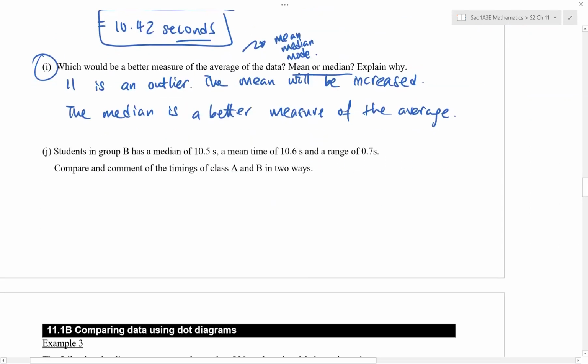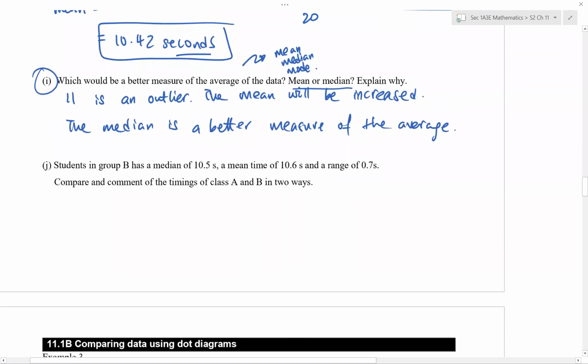Okay, now part J, students in group B. They have a median of 10.5 seconds, a mean of 10.6, and a range of 0.7. So compare and comment on the timings of class A and B in two ways. So we can compare the median, we can compare the mean, we can compare the range. So we have options over here. Since we felt that the median was a better measure for the average in group A, we will continue to use median as one of our comparisons. We will not want to use the mean, because we already established that there was an outlier. We shouldn't use the mean.